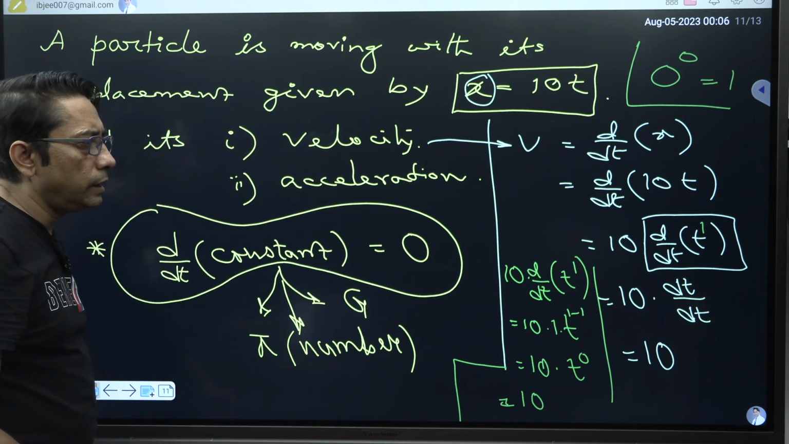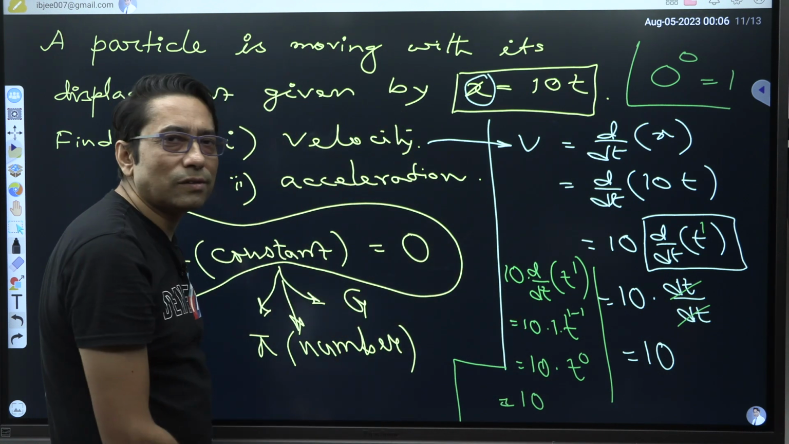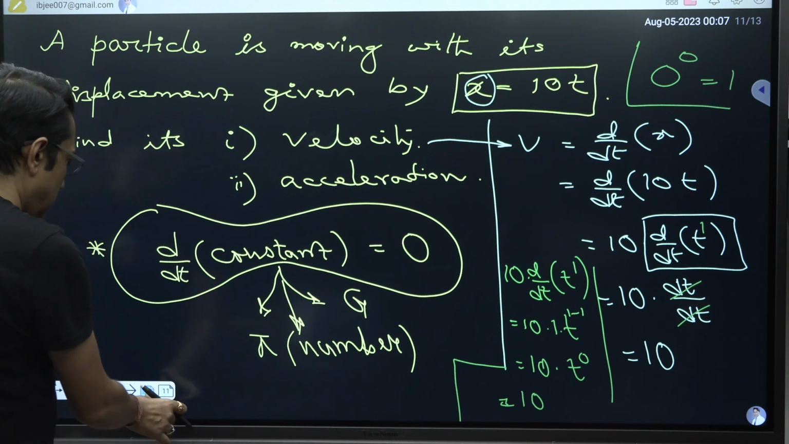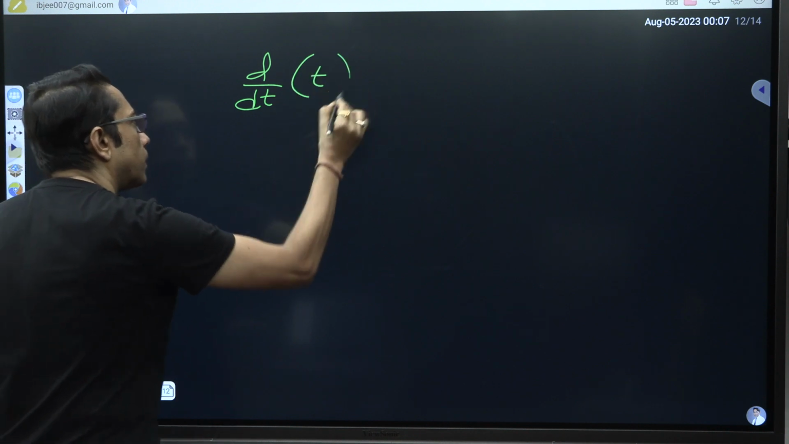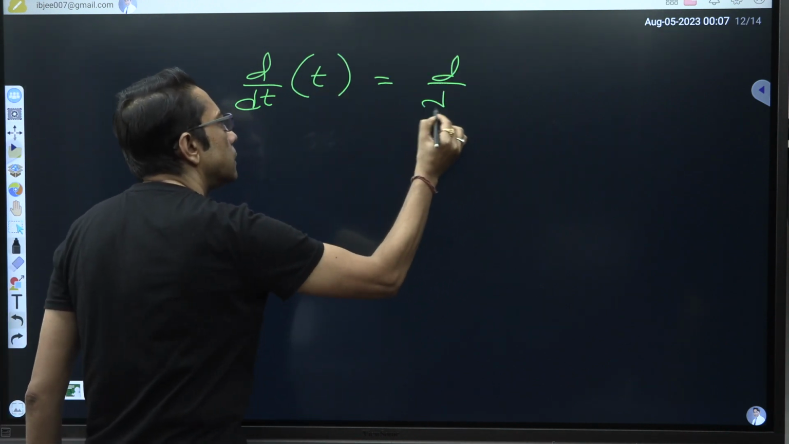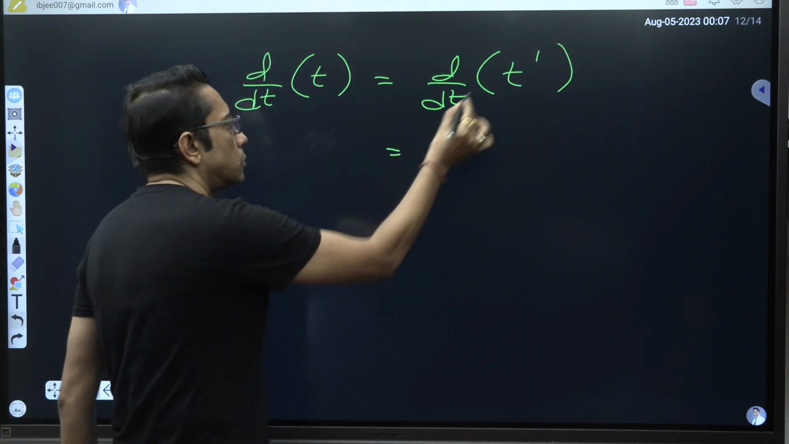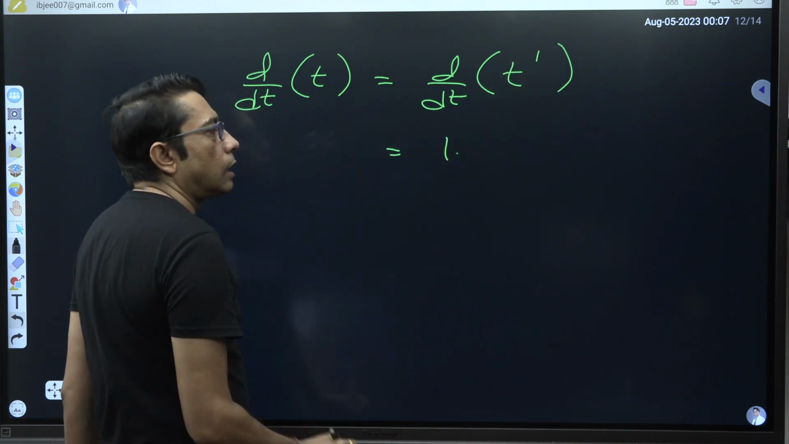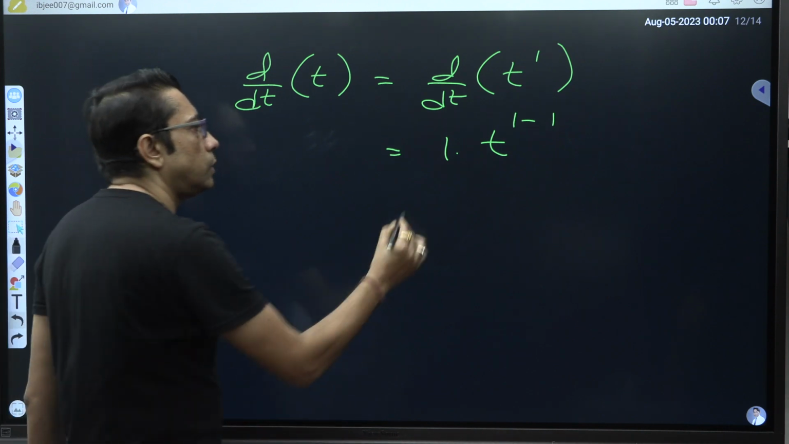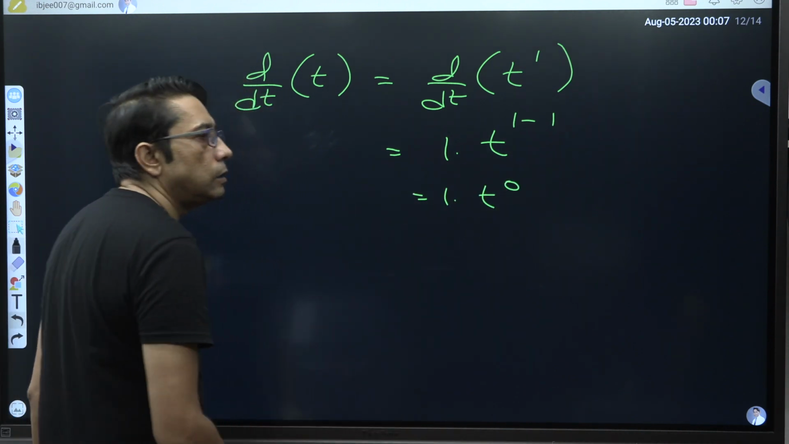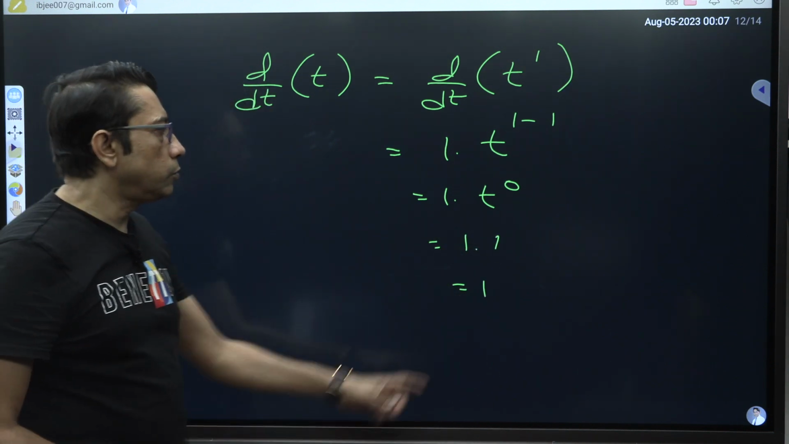10 into dt by dt means 1. They may be cancelled like this. Or what? I am doing it in the next page. See, d/dt of t, I am again explaining this, is as good as d/dt of t to the power 1. Here there is no problem. Equals to, now power comes first, 1, then t to the power 1 decreases by further 1, so t to the power 1 minus 1, t to the power 0. So anything to the power 0 is 1.